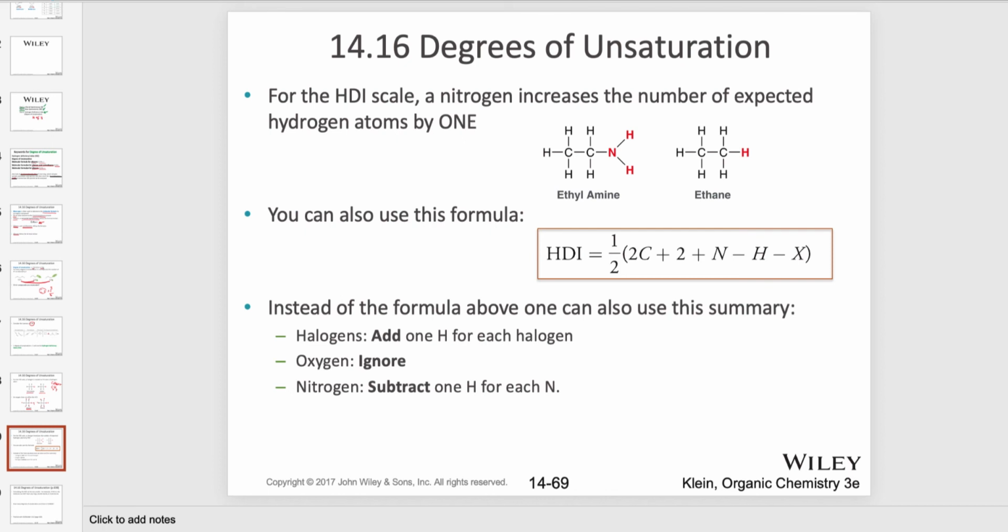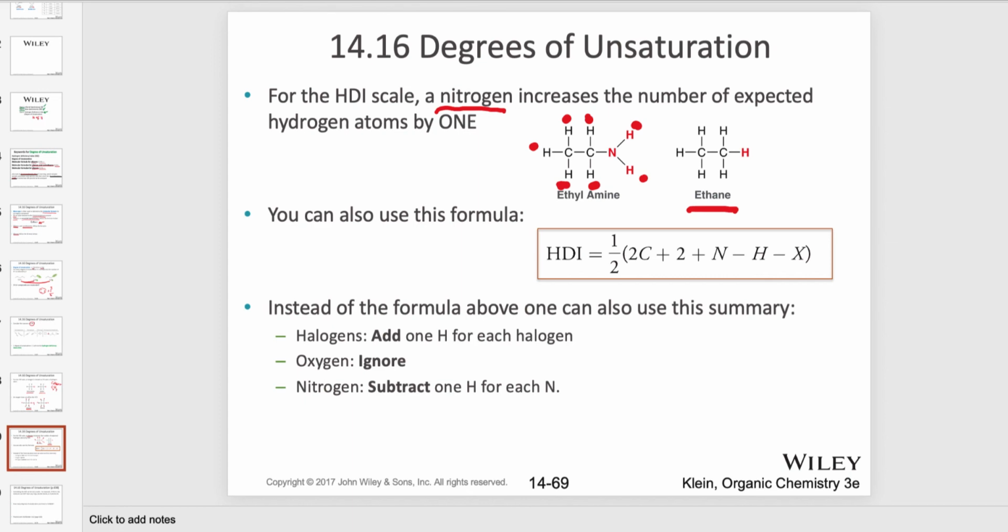But basically what we are seeing with a nitrogen, if we have our alkane, if we introduce a nitrogen, we actually have to add a hydrogen, right? So in this case we have 1, 2, 3, 4, 5, 6, 7. Here we have 6, right? So there's an extra hydrogen in here.